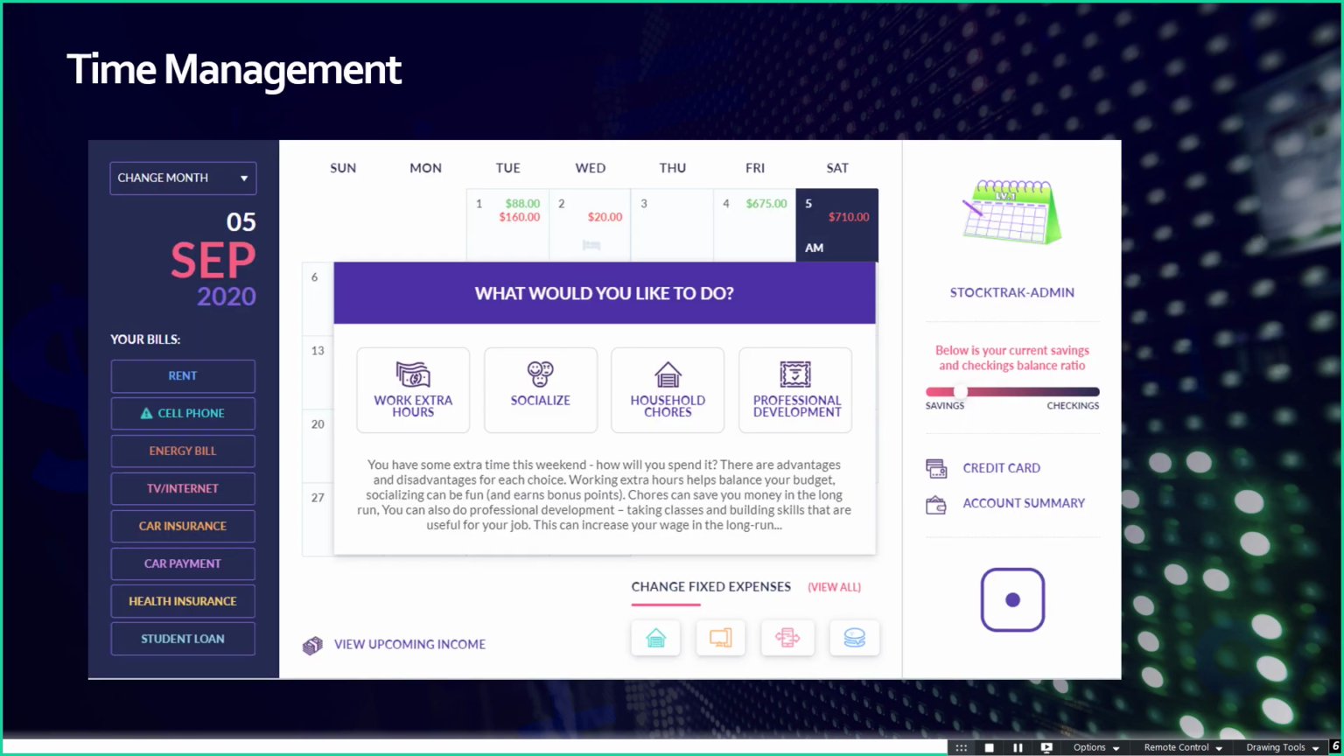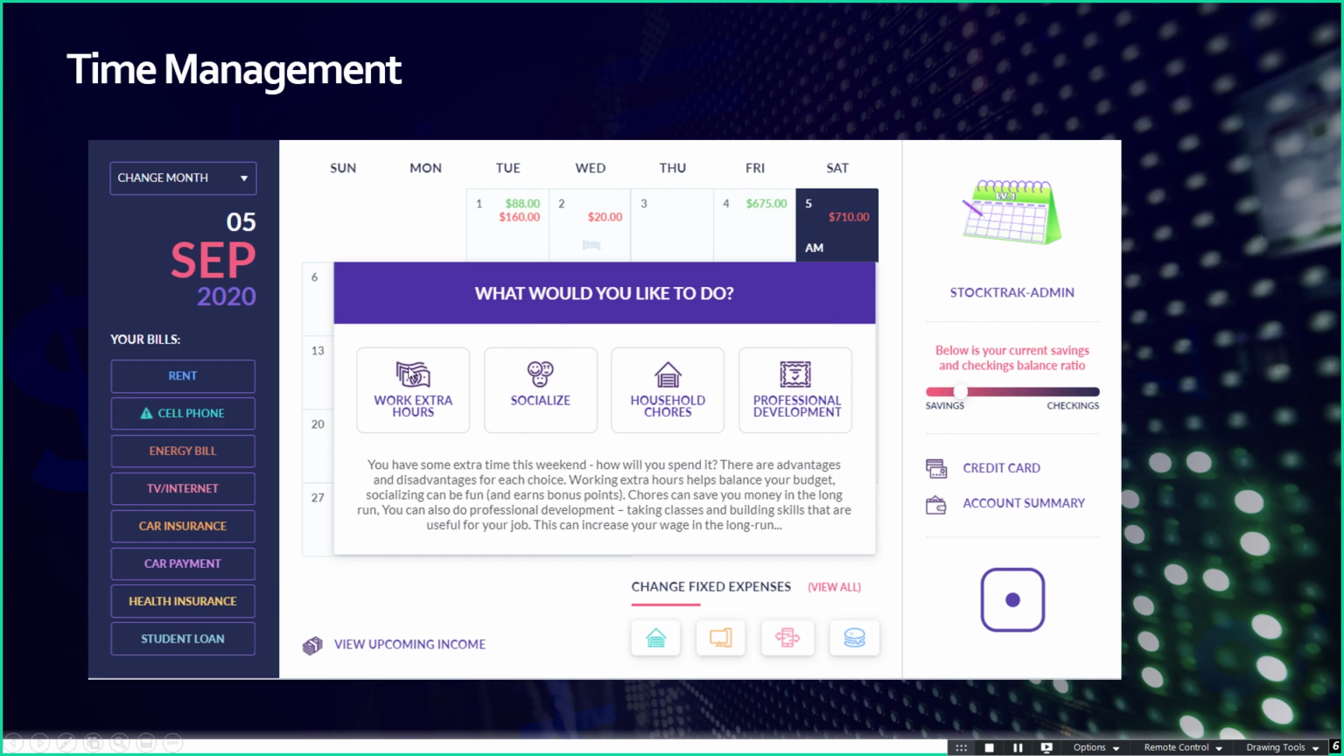We also have a time management component. So at the end of each week in the budgeting game, the students are asked how they want to spend the weekend. They have 4 options. They can do a side hustle, work some extra hours and earn some extra cash. They can socialize with their friends. They can work on their household chores, or they can conduct professional development.